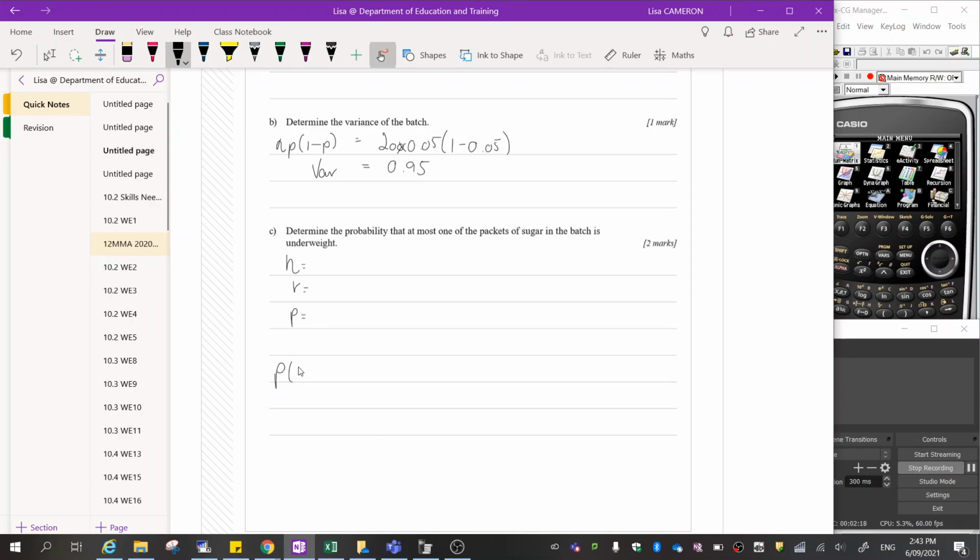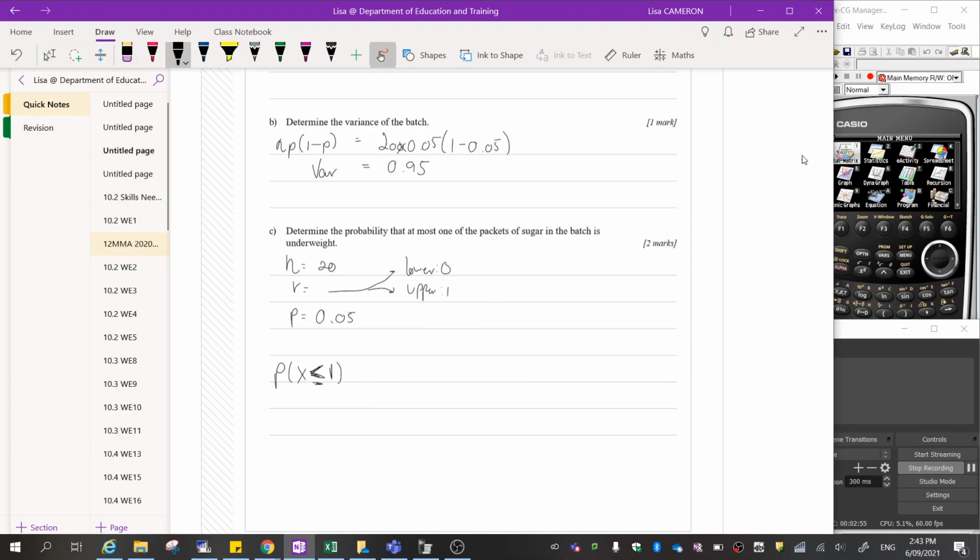Now we're looking for the probability that the discrete random variable is at most 1. So at the very most is 1, which means it can be anything less and including 1, which means that this one has a lower of 0 and an upper of 1. Okay, and in this case, 20 trials. Our probability of success is 0.05 for getting an underweight packet. This will make up our r, and now all I have to do is put it in the graphics calculator.